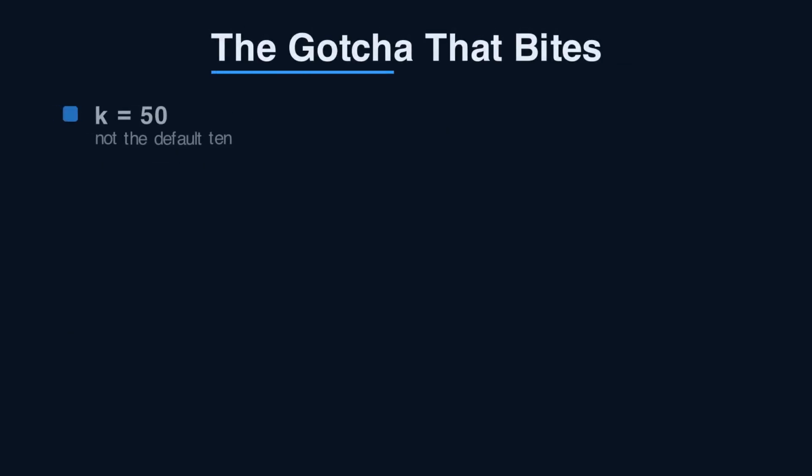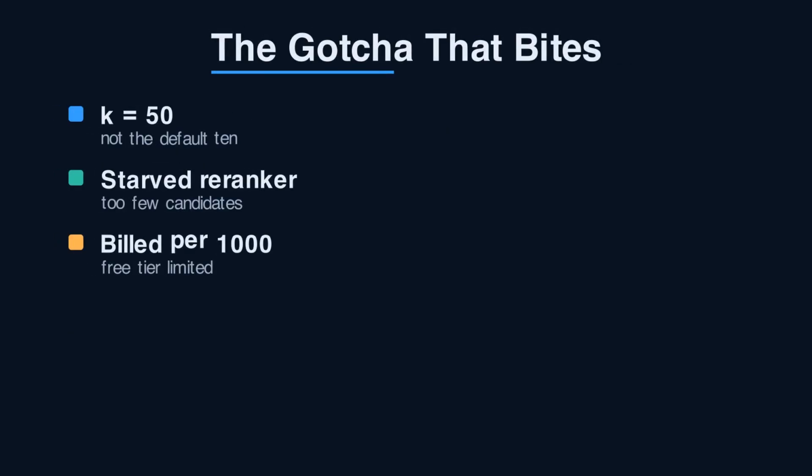Here is the constant that bites people. Set k_neighbors to 50, not 10. Fetch only 10 vectors and the re-ranker starves. It can re-rank 50, but you handed it 10.